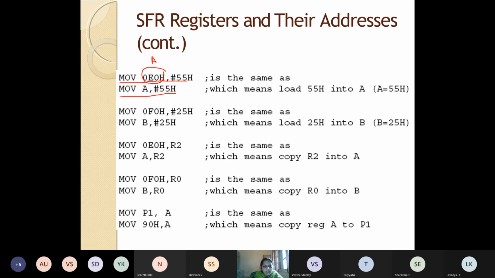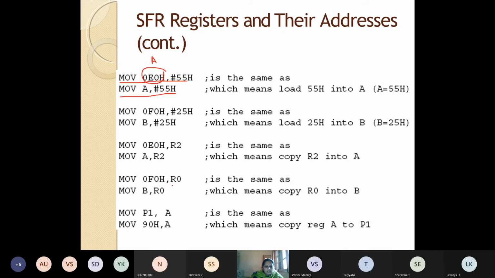So MOV A comma #55 means register A is loaded with 55. Register A is the memory location whose address is E0, so in the E0 memory location, 55 gets loaded. Got it? The B register has the address F0. If I say MOV B comma #25, then 25 is loaded into the B register. B is mapped to address F0, so in the F0 memory location, the value 25 gets stored. So MOV F0 comma #25 is similar to MOV B comma #25. These are the different ways.